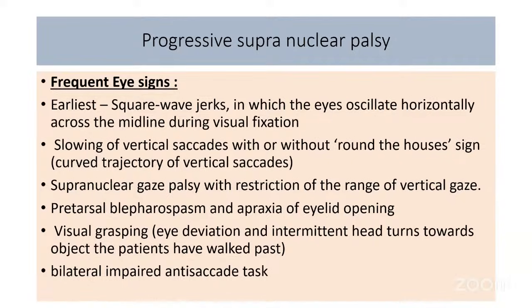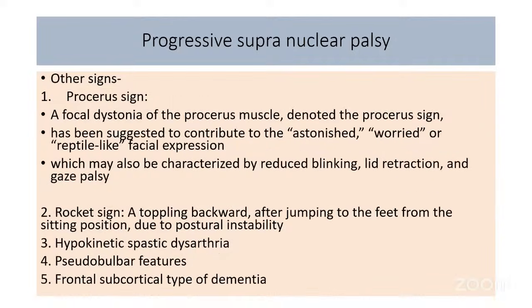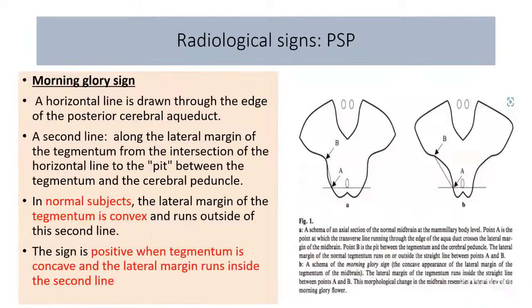Bilateral impairment of the anti-saccadic task. And other signs: procerus sign, it's a focal dystonia of the procerus muscle. And next, rocket sign, a toppling backward after jumping to the feet from sitting position due to the postural instability. And hypokinetic spastic dysarthria, pseudobulbar features, frontal subcortical type of dementia. These are the main features in PSP.